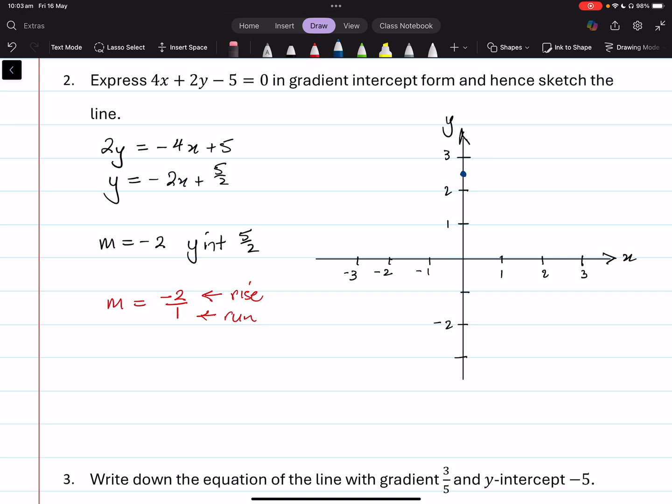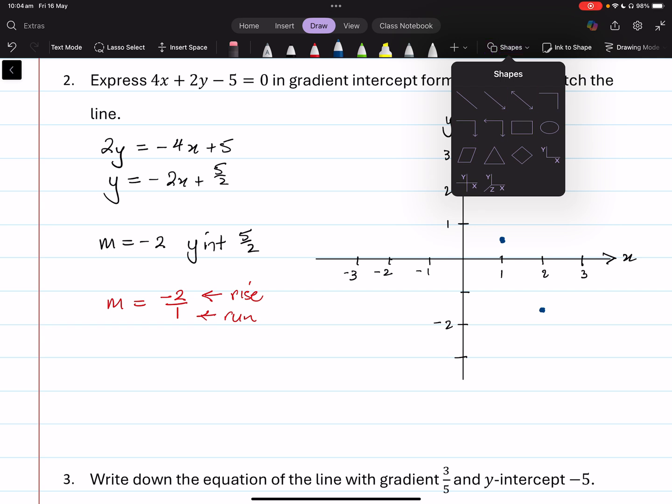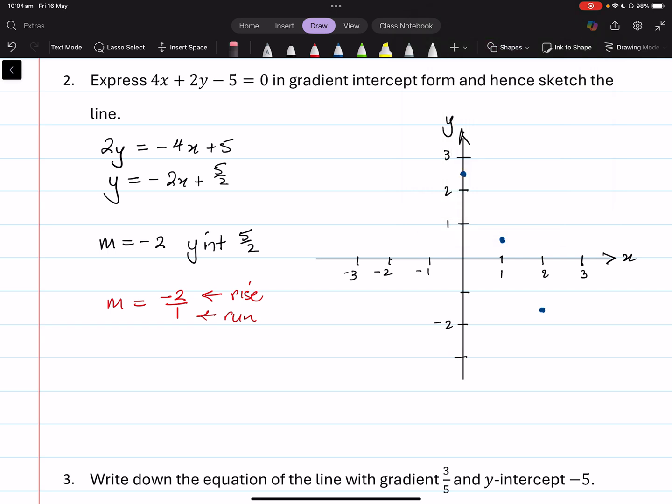So I'm now going to plot some additional points using that. I'm going to go across 1 and down 2, and that will take me to this point here, which is 1 across and a half high. Then I'm going to do it again. I'm going to go across 1 more and down another 2, and that should take me down to somewhere around here. All right. So remember, it's a good idea to get about 3 points, and then you should be able to draw the line through them.